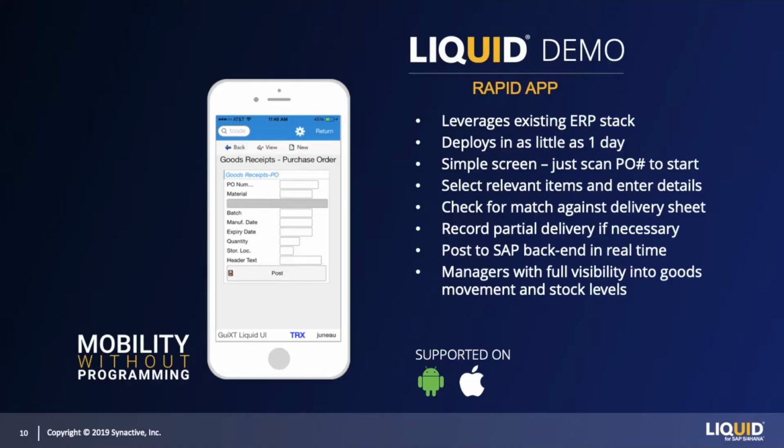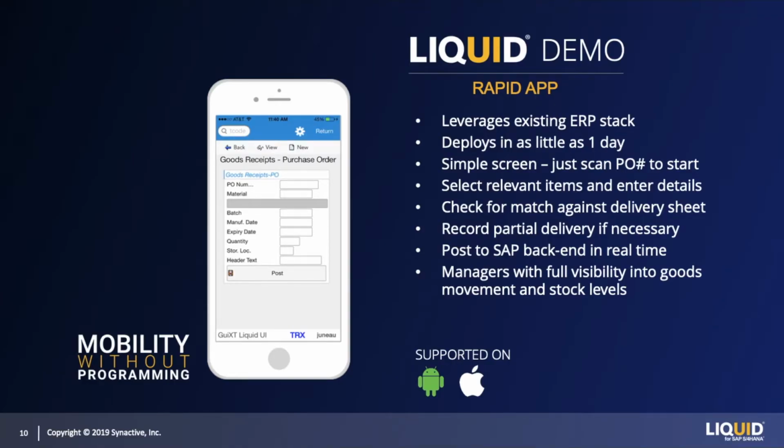And this really affords, in a similar way to the Direct Connect app, but perhaps even more streamlined, managers full visibility into goods movement and stock levels, because that data is being fed to the backend in real time. So with that, let me switch my screen back, and I'll do a quick demo. The Direct Connect demo was on iOS. Now I'm going to show the Rapid app on my Android device.